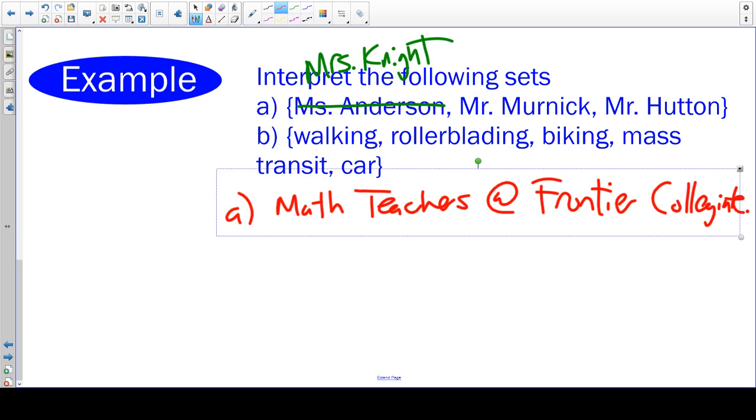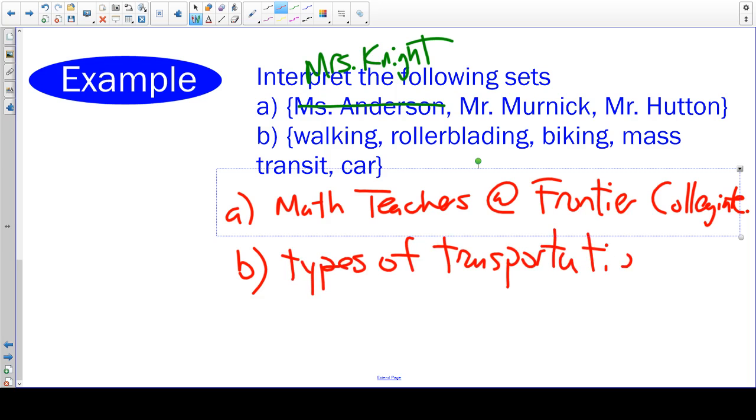Okay? Now part B, we have another set, and here's the set. Walking, rollerblading, biking, mass transit, car. What could that be a set of? Transportation. Types of transportation. I'm good with that. Okay? Walking, rollerblading, biking. Types of transportation.